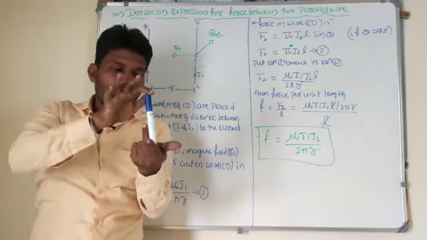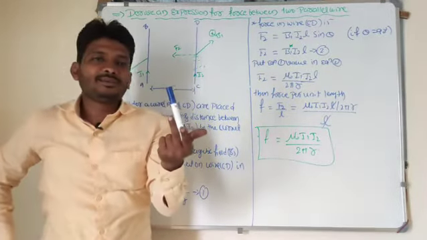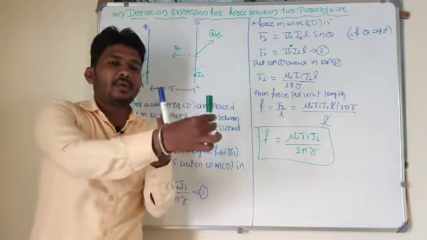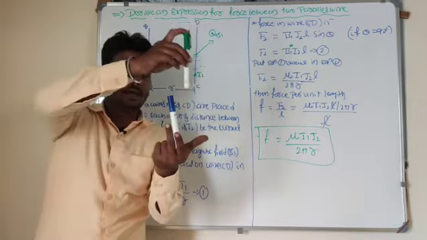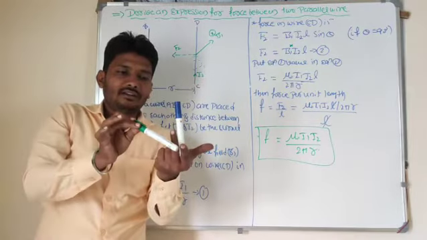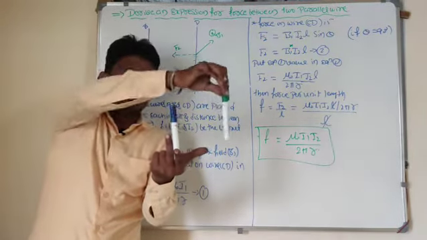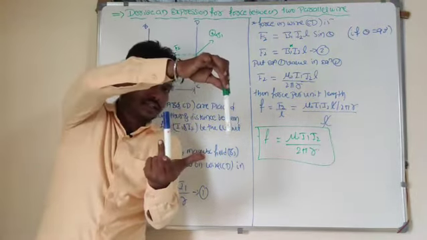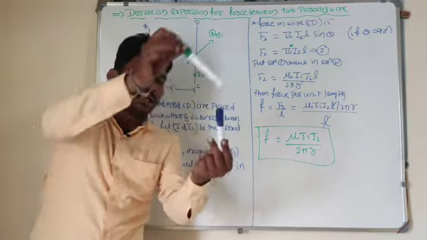This is wire AB. Wait a minute, nearby this wire CD is present. So this is the direction of current I1, this is the direction of the magnetic field, and this is the direction of the force. This force is acting towards the wire CD.